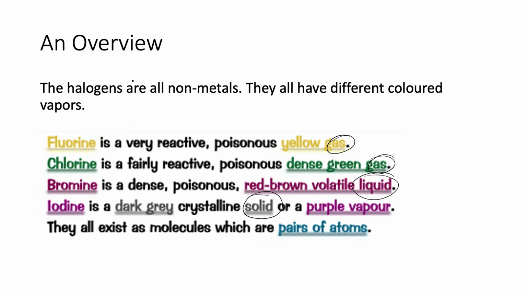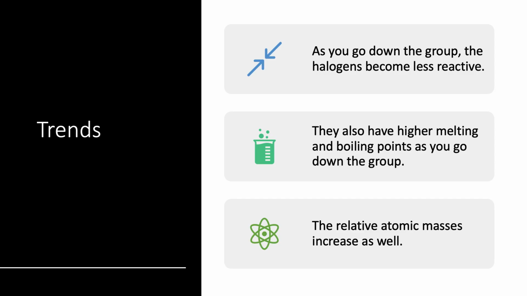And an interesting fact is that all these molecules exist as pairs of atoms. This means they have a small 2 next to them. They exist in pairs. This means they are diatomic. So we're going to have a look at this later in this video. But let's look at the trends at the moment.